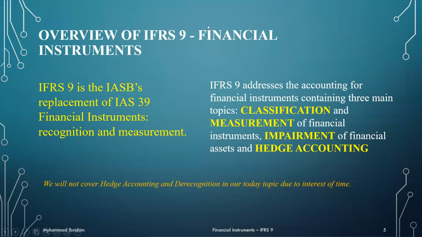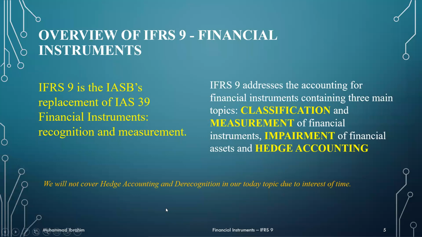Because in IAS 39, there was no clear guidance regarding the impairment of financial assets. I have very vast experience of banking audits, so I know the impairment of financial assets is very impactful for banks and other financial institutions.